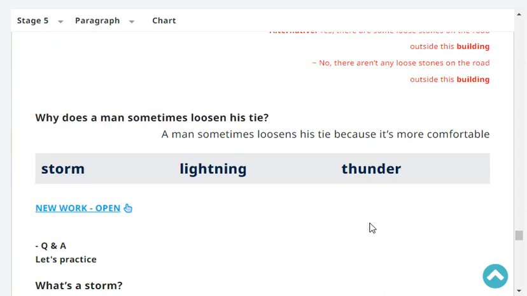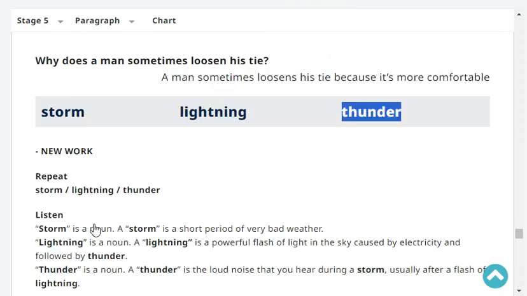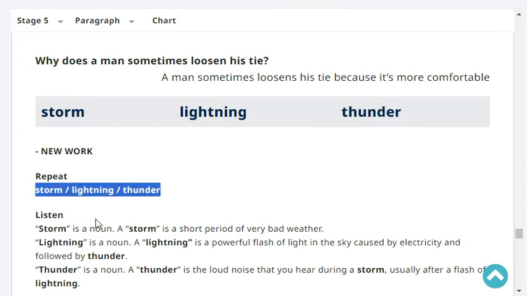Very good. Why does a man sometimes loosen his tie? A man sometimes loosens his tie because he's more comfortable. Very good. Next, repeat. Storm, lightning, thunder. Very good.